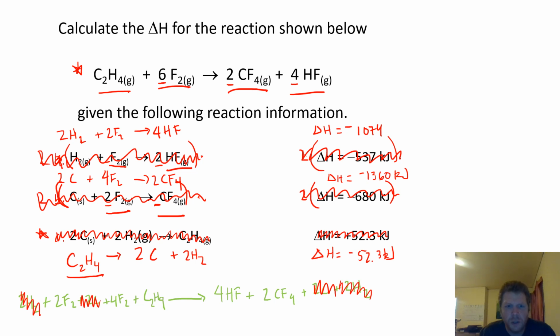Then I'm left with 2F2 plus 4F2. Heck, I can combine those, and that's 6F2. And then add that to C2H4 yields 4HF plus 2CF4.